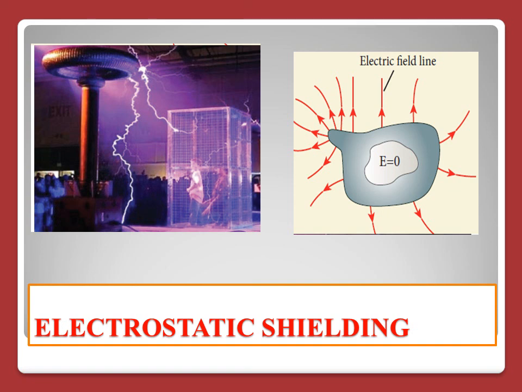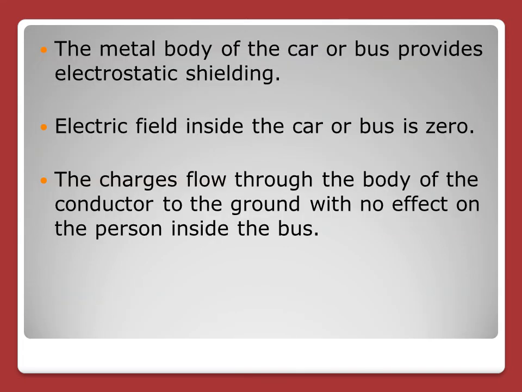This principle is used in your Faraday cage also. The points to be noted are: the metal body of the car or bus provides electrostatic shielding. Electric field inside the car or bus is zero. The charges flow through the body of the conductor to the ground with no effect on the person inside the bus. So these 3 points are to be noted, and it is an important question.